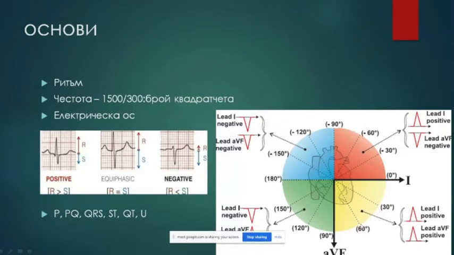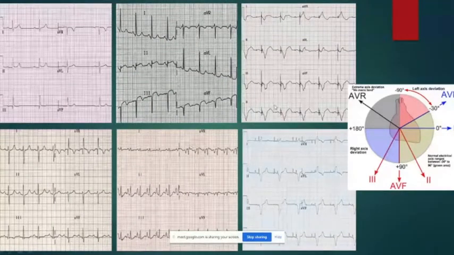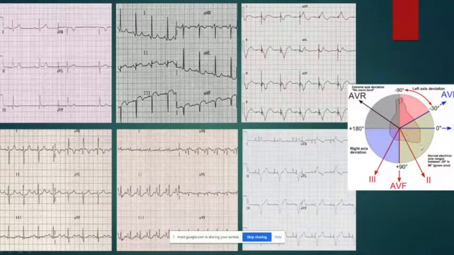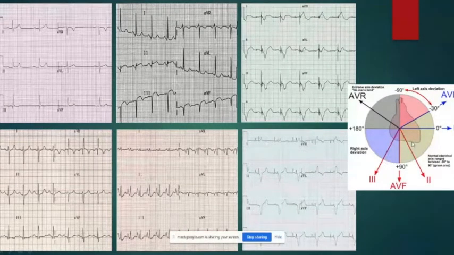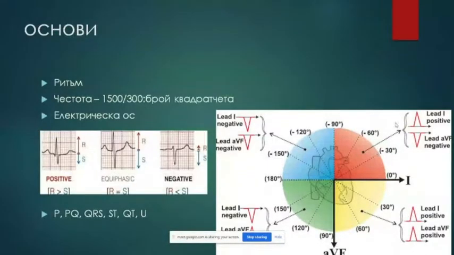Do you get it? Could you explain it one more time? So, you check lead number one and lead AVF. If both of them are positive, then the axis of the heart is around here. If AVF is negative, then the axis is in this quadrant. If the first lead is negative, then the axis is here in this quadrant. If both of them are negative, the axis is here in this quadrant. Do you understand that?